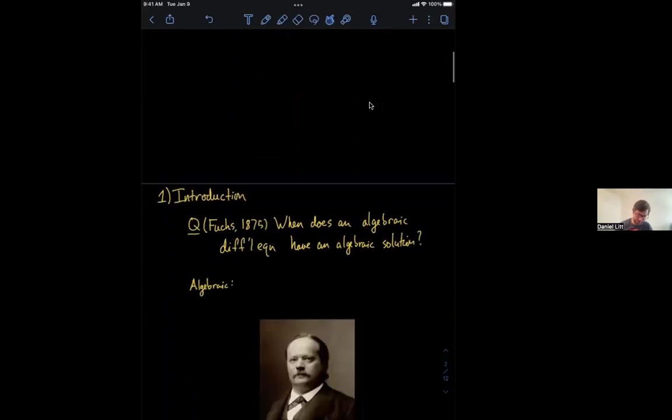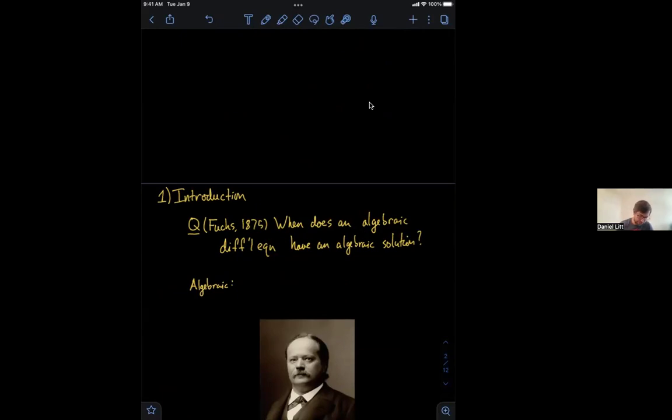Okay, so let me start with what the animating question is. I think this was kind of an animating question for a lot of mathematics in the 19th century and 20th century and hopefully 21st century, which is how do you understand, if you're given an algebraic differential equation, when it has an algebraic solution?